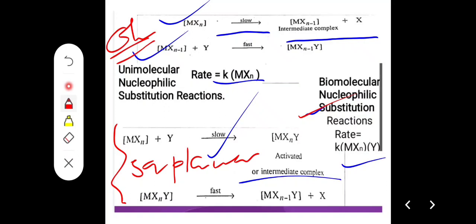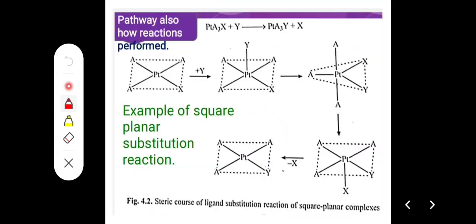So MXn plus Y, this is also a slow step, MXnY is produced. This is also the rate determining step, and then MXnY firstly reacts to produce MXn-1Y plus X. This pathway also has a reaction, that is Pt A3X plus Y, which must produce Pt A3Y and X.